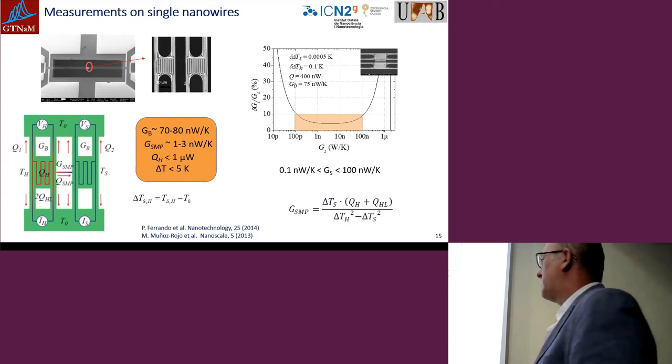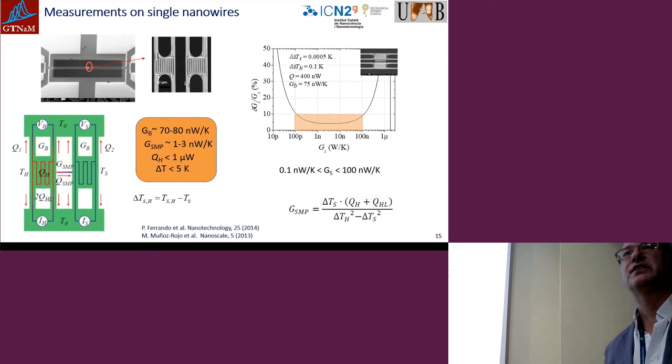At the end, when you solve these, the heat flux in here, by assuming a one-dimensional heat flux, and the thermal conductance of the material that you have here can be written this way. T_H is the temperature difference between your heater and the bath. T_S is the temperature difference between your sensor and the bath, and Q_H and Q_HL are the power that is released in the central region and the power that is released in the arms of this heater.